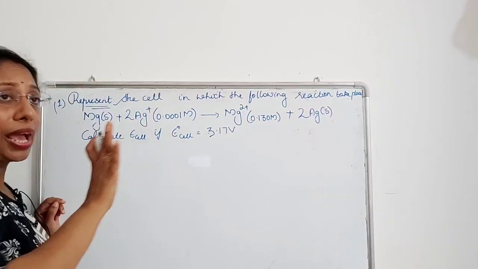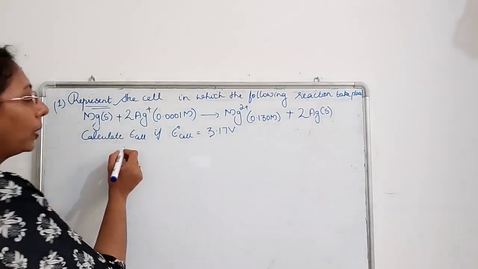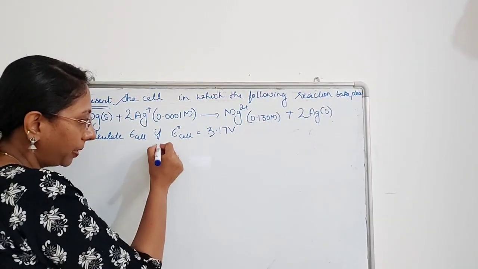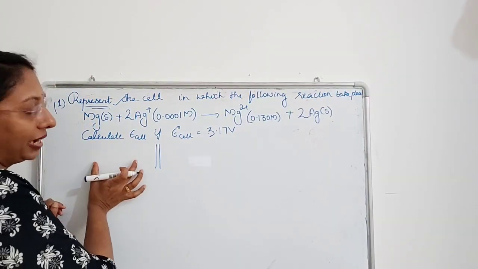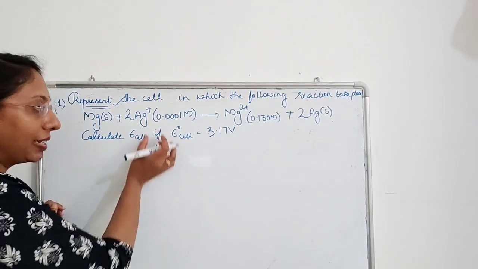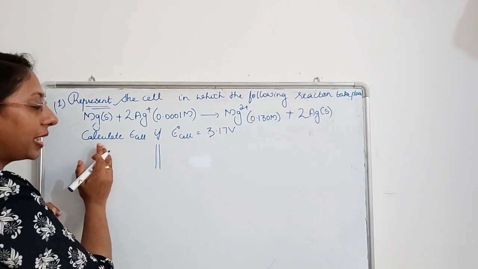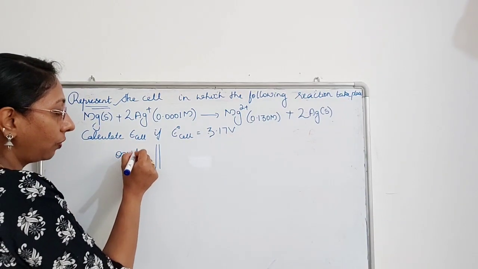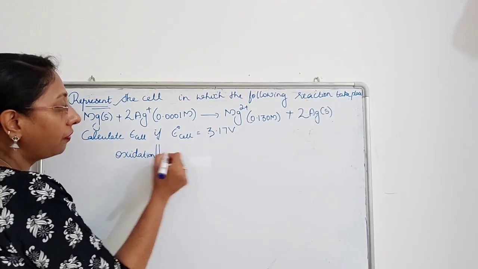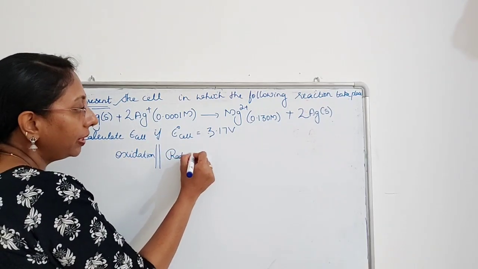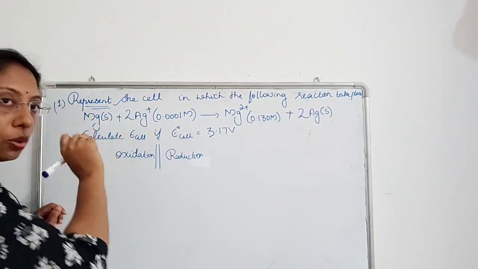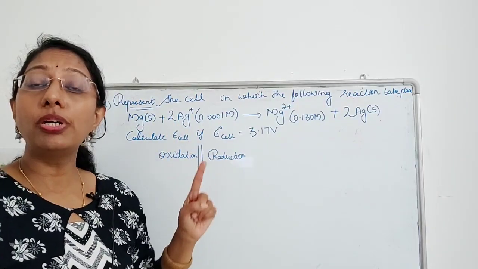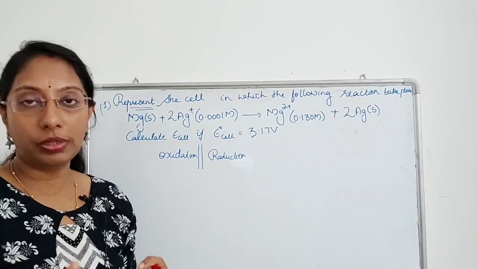So first we have to represent the cell. We know how to represent the cell. First we have a right hand side and a left hand side, and a salt bridge will be there. On the left hand side of the salt bridge we write the oxidation half, and the right hand side will be the reduction half. So this is the way we represent. From the equation we have to determine where the oxidation takes place and where the reduction takes place.